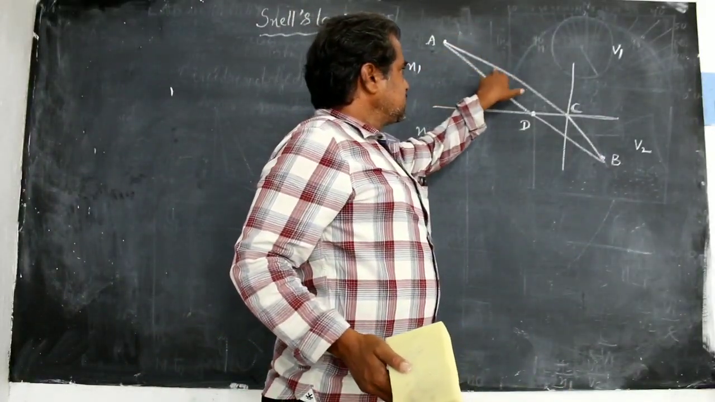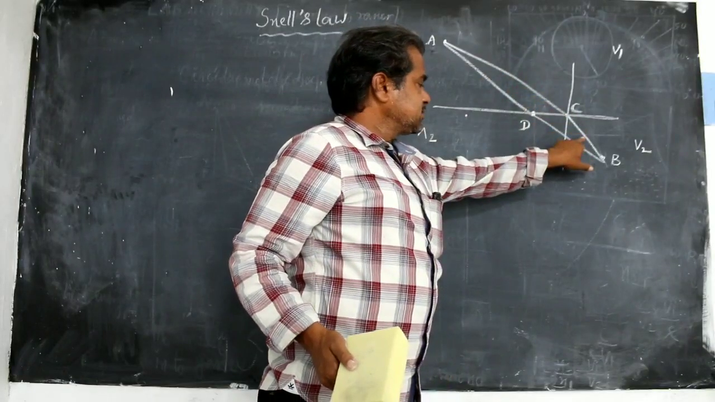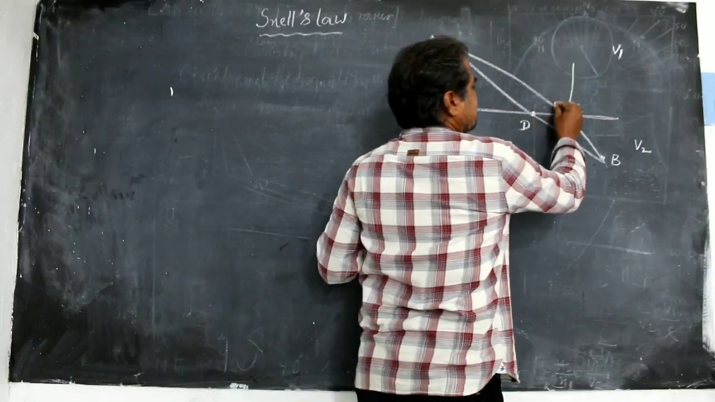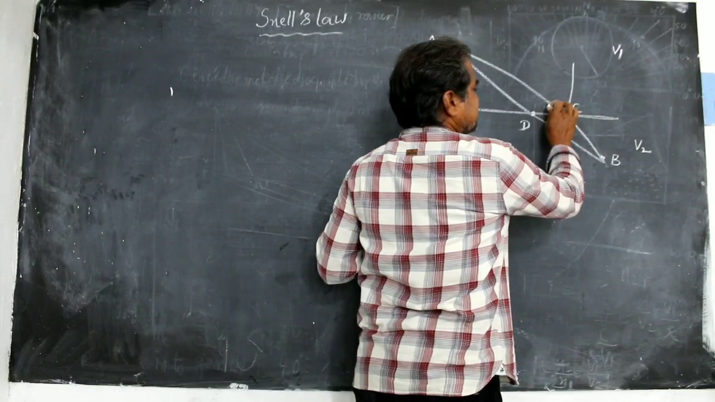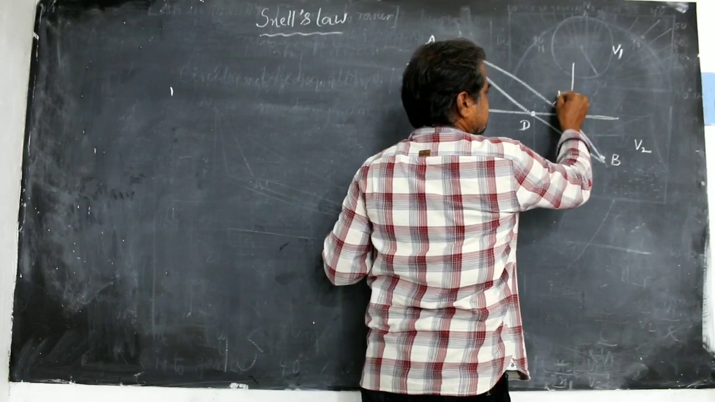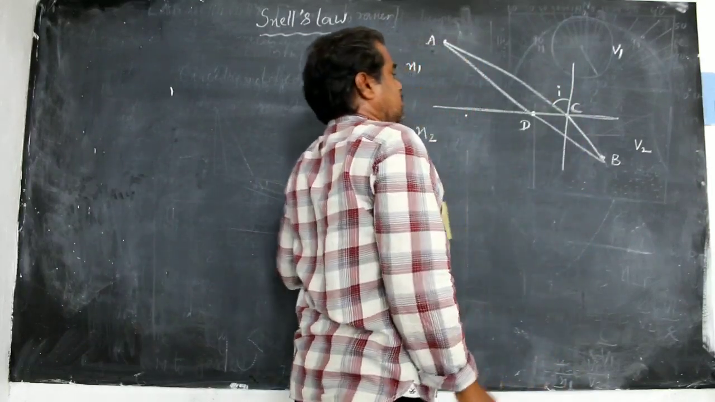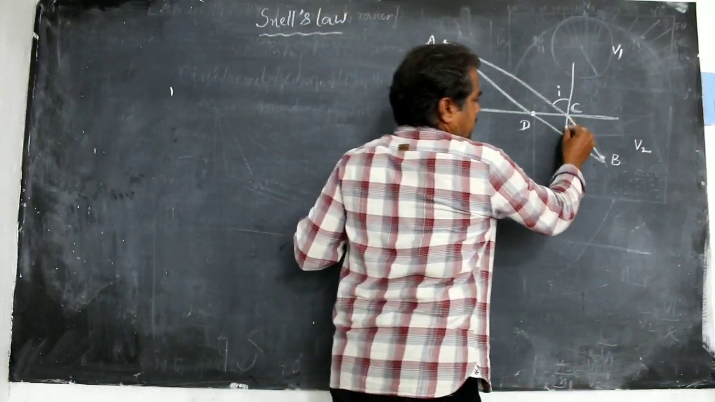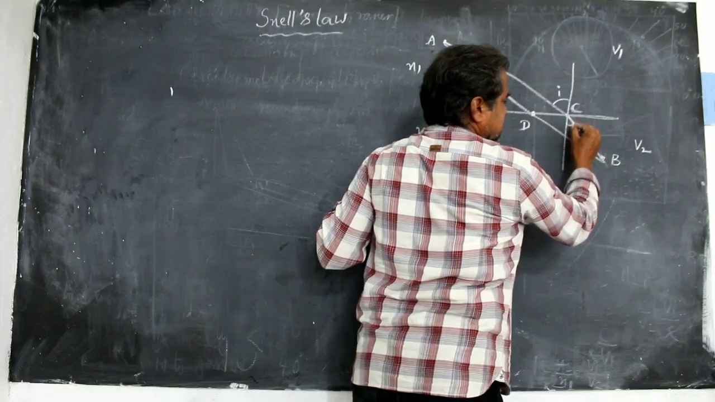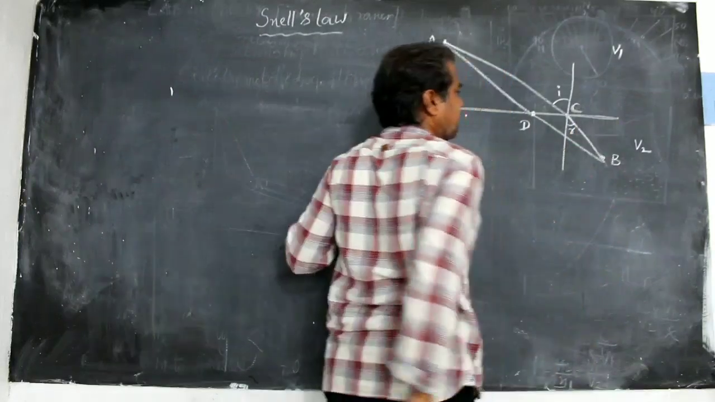This is treated as an incident ray, and this is treated as a refracted ray. So here two angles are formed. One angle is between the normal and the incident ray, that angle is the incidence angle. Here the angle between the normal and the refracted ray is called the refracted angle.